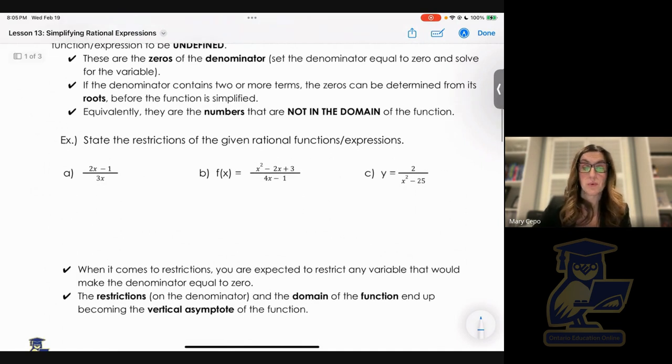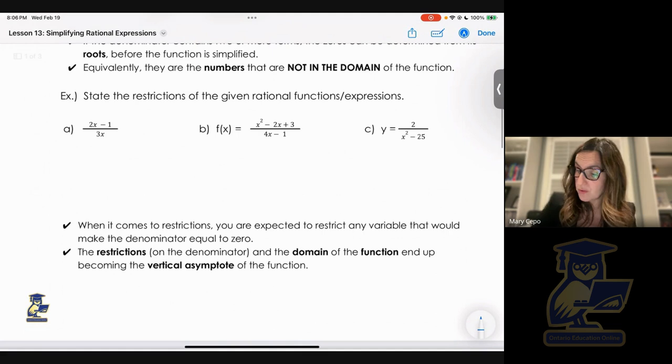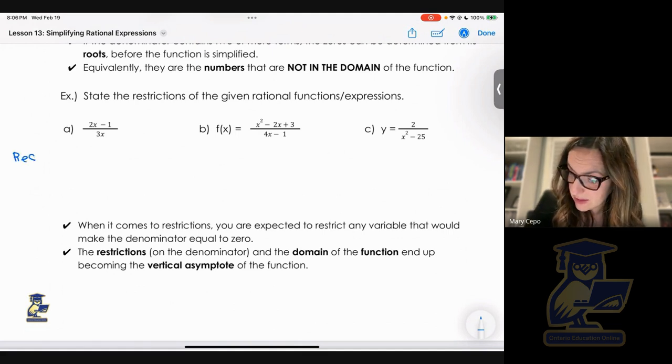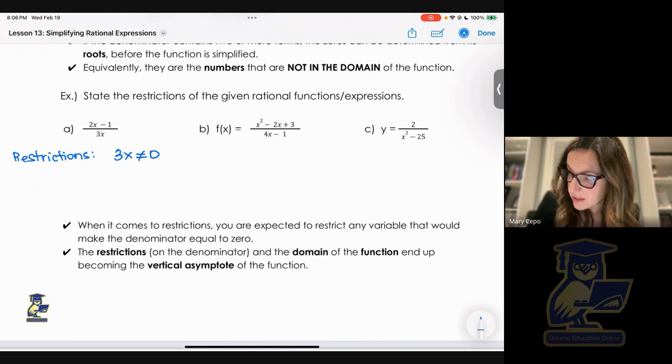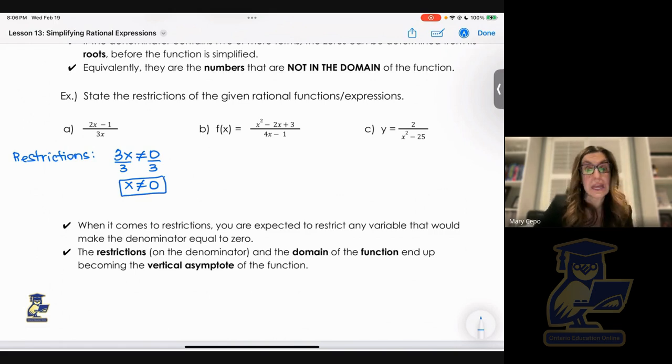So let's look at an example. State the restrictions of the given rational functions or expressions. So in A, we have an expression, 2x minus 1 over 3x. Now, again, restrictions are where our variable results in our denominator equaling 0. So to state those restrictions, we're going to take the denominator, set it equal to 0, because we know it can't equal 0, and then we're going to solve for x. So in this case, to get rid of that 3, we're going to divide by 3. What you do to one side, you do to the other. So in this case, the restriction is that x can't equal 0.